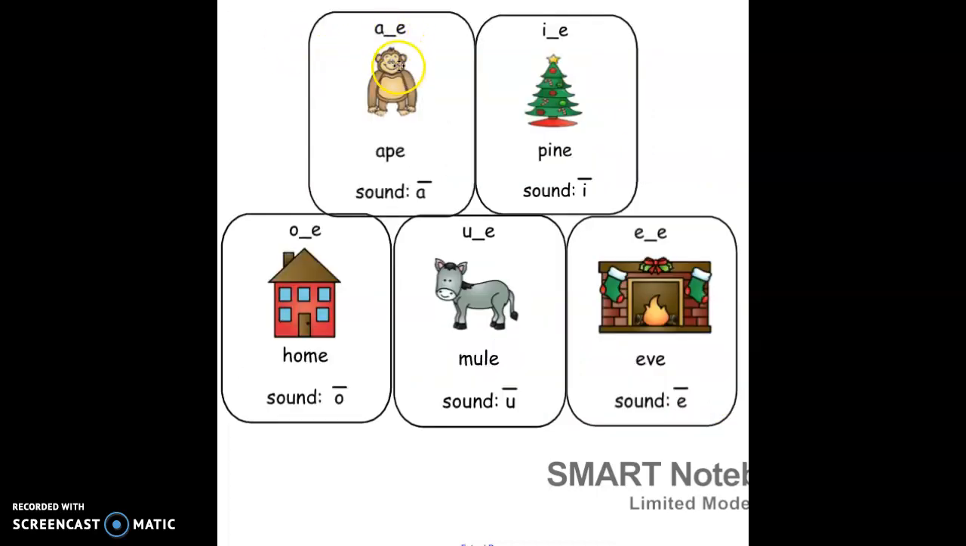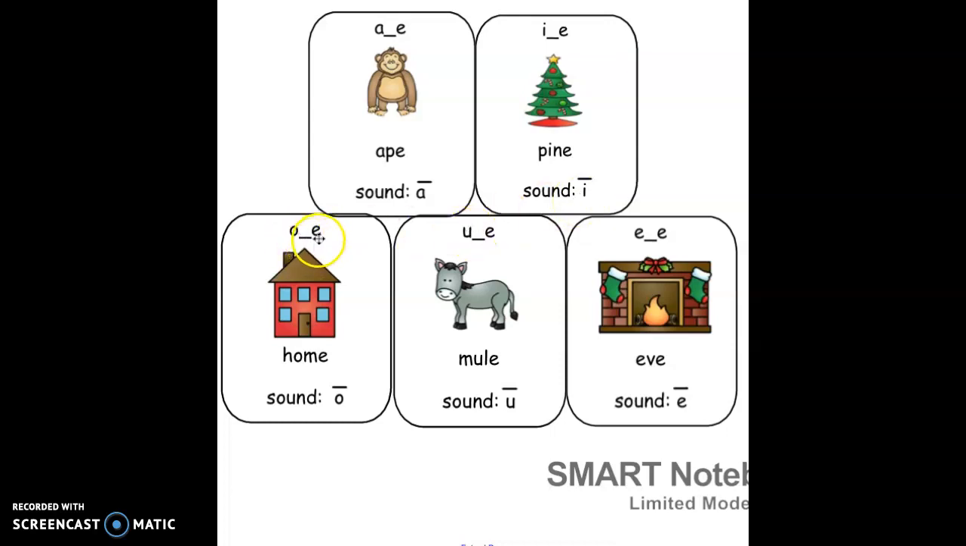A, consonant, magic E. Ape, A. What does the E do to the A? Make it say its name. The name is A. The sound is A. I, consonant, magic E. Pine, I. What does the E do to the I? Make it say its name. And the name is I. And the sound is I.